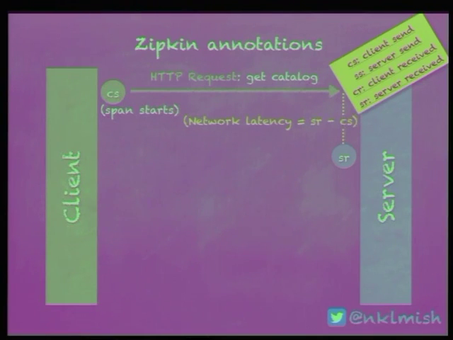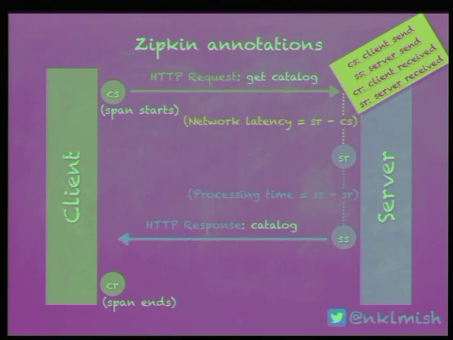After some time, the server is done with the processing, and the processing time can be calculated using SS, which means server sent, minus SR, which means server received. Then the server hands the response back to the client, which receives the response and marks the end of the span, and the network latency can be calculated using CR minus SS, which means client received time minus server sent time. And the overall response time can be calculated using CR minus CS. CR means client receive and CS means client send. So this time minus this time can give us the overall response time.